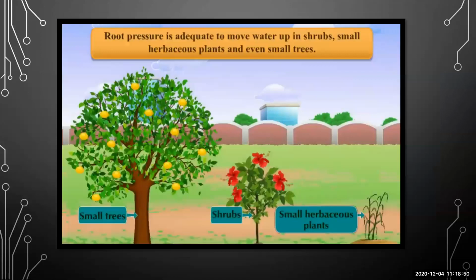The pressure is such that it is sufficient to lift the water up in shrubs, small plants, and small trees. So the root pressure is adequate to move the water up in shrubs, small herbaceous plants, and even in the small trees.